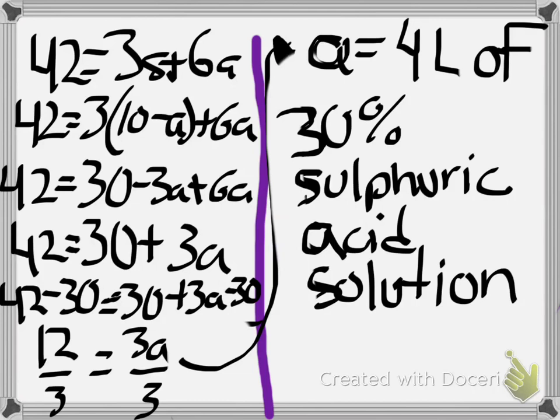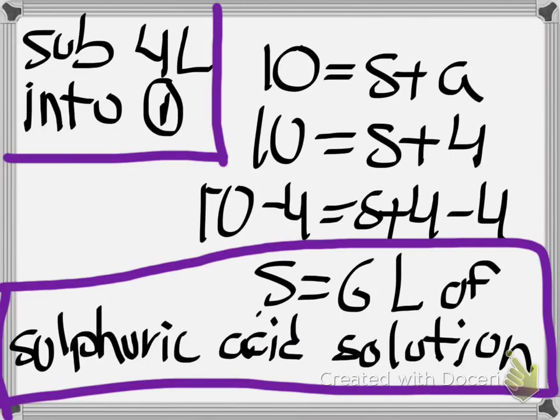So you subtract 30 from both sides, so that you only have 3A on one side. So you get 42 minus 30 equals 30 plus 3A minus 30. 42 minus 30 equals 12. So we want to get A alone, so we divide both sides by 3, and we get A equals 4 liters of 30% sulfuric acid solution.